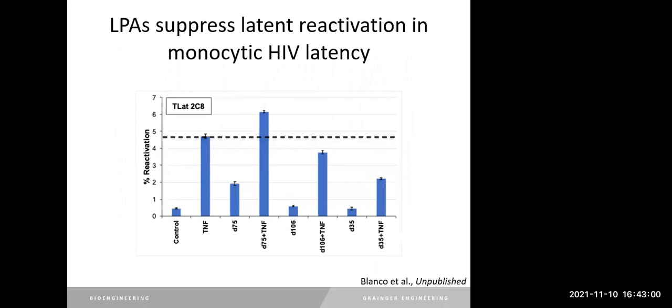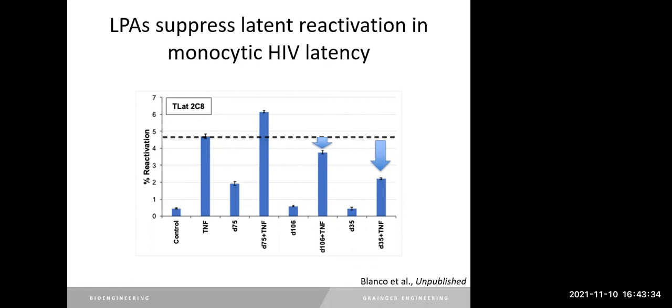What about the latency promoting agents? So this is some recent results. Alex took 3 of those latency promoting agents, and by themselves, you see that the control, this is now the monocytic HIV latency model, you see that by themselves, D106 and D35 are about the same as the control. The dashed bar is where the activating drug is. TNF is at about 4.5%. And then you can see that D106 and D35 suppress reactivation from what we can tell in this experiment.